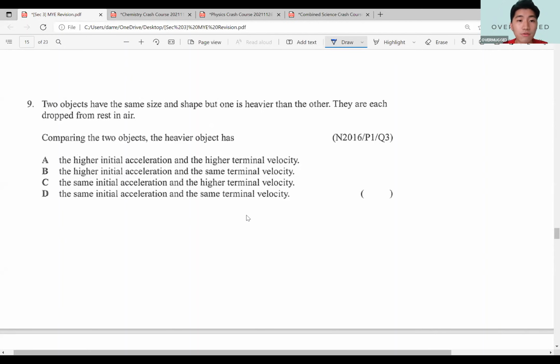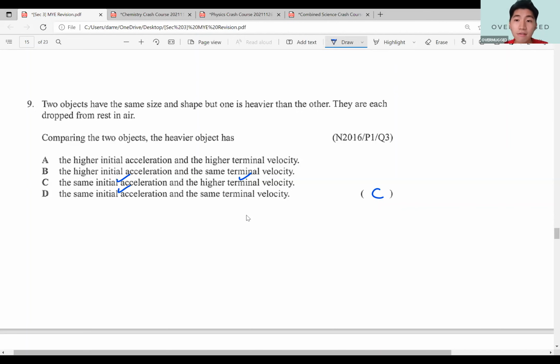Okay, so we have 2 objects, same size, same shape, but one is heavier. The heavier object, same or different initial acceleration? They will have the same initial acceleration. Remember, I told you both objects experience the same gravity, right? So same gravity means same initial acceleration, all right? But the heavier object will have higher terminal velocity.